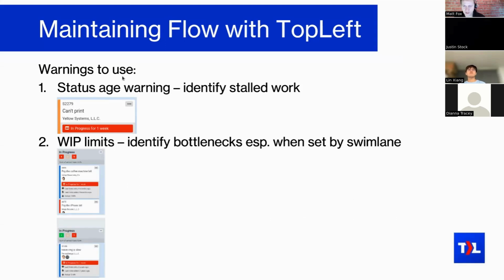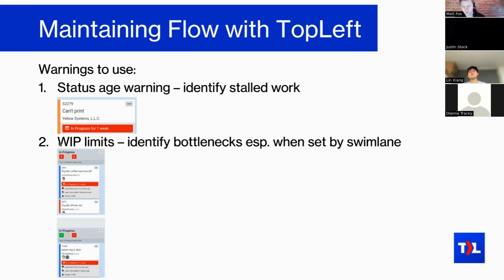In particular, there's a couple of ways that TopLeft can really help with maintaining the flow. One is you want to use a status age warning where you can, that'll help you identify that stalled work. So that gives you a warning on something like this, where if you have a ticket that's been, for example, in progress for a week, okay, that's probably a concern. That would be too long. So it can highlight it in red here, and that gives you a really clear indicator for what are those problem tickets that have been stalled.